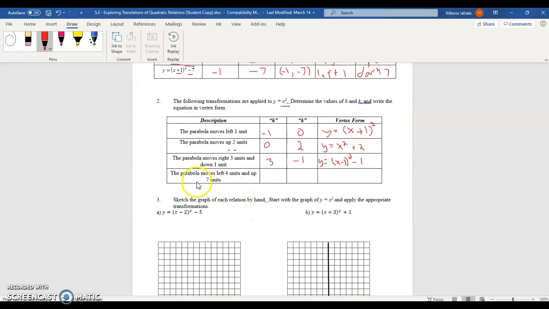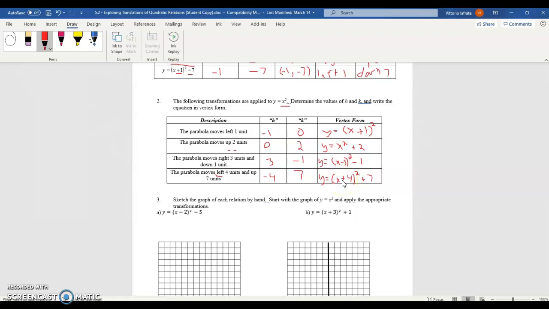Let's try this example here. You can pause the video and try it yourself. Parabola moves to the left 4 units and up 7 units, so we know k must be 7 because it moved up 7. It moved to the left 4 units, so if it moved to the left, what that means is h is -4. So if we're writing this in the vertex form, we're going to have y is equal to x plus 4, because when we take it out to write our h, it has to be the opposite sign, squared, don't forget that squared, and then plus 7 since it went up 7 units.